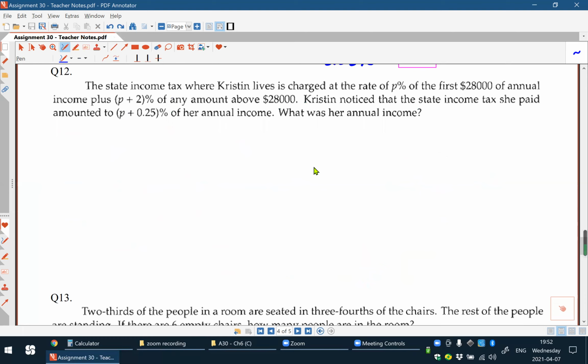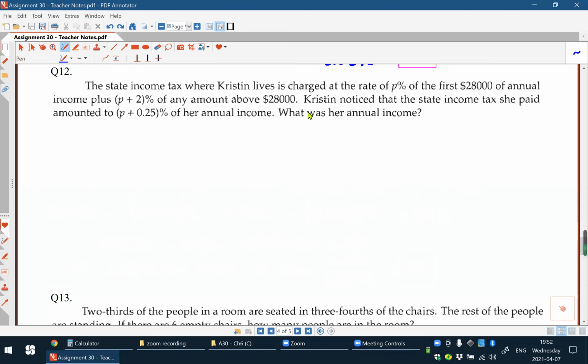The state income tax where Christine lives is charged at a rate of P% of the first $28,000 of annual income plus P plus 2% of any amount above $28,000. Christine noticed that the state income tax she paid amounted to P plus 0.25% of her annual income. What was her annual income?